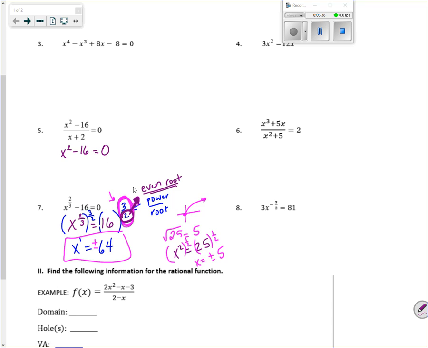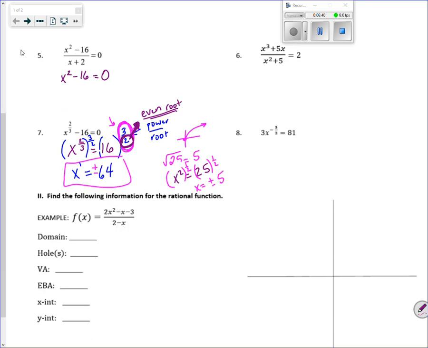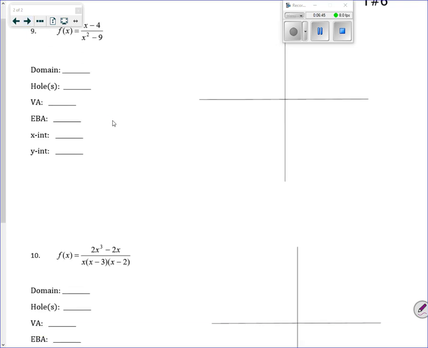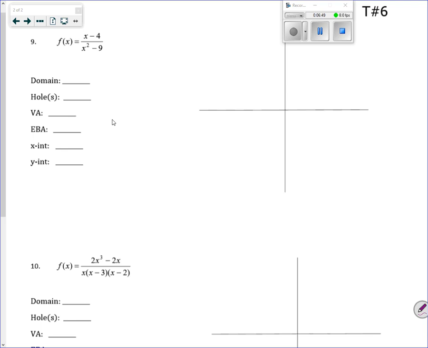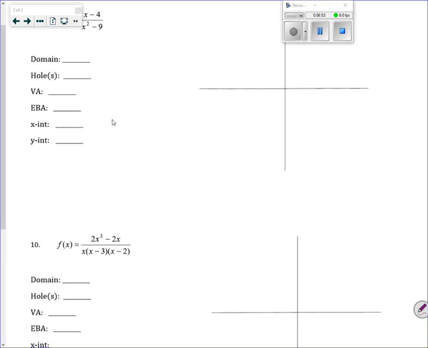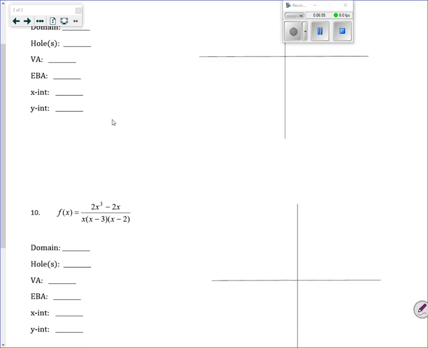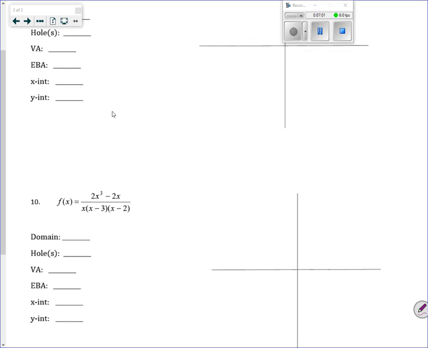Okay. Last thing I'm going to do with you is a rational function. I'm deciding on which one I want to do with you. Oh, this one looks pretty good. I'll do number 10.